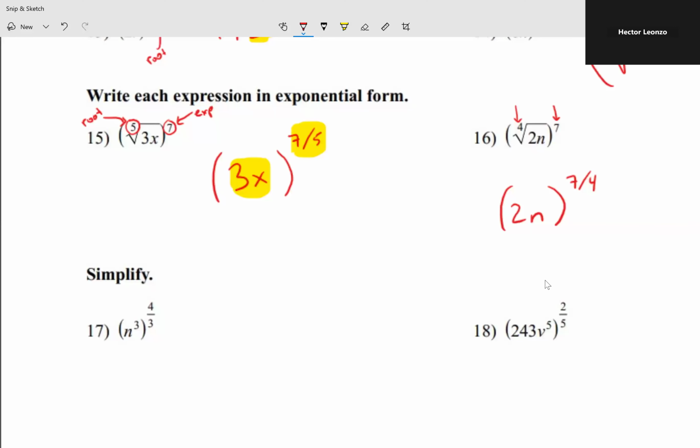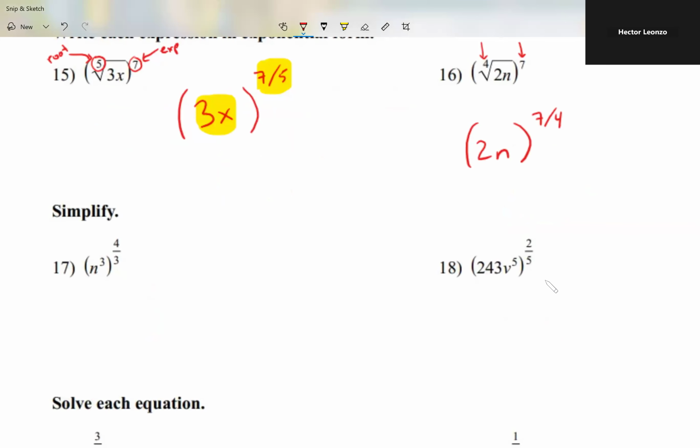So now we're going to simplify. Let me take a look at question 17 and 18. We're going to simplify fractions. Okay. So what does this mean? What does this mean? We have parentheses. We have an exponent on the outside. We have exponent on the inside.